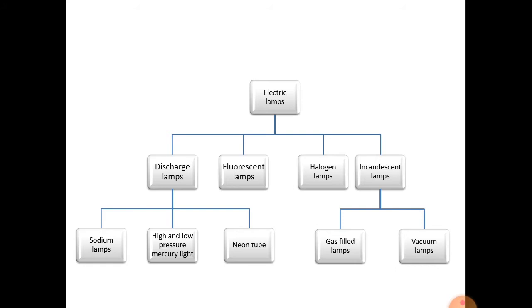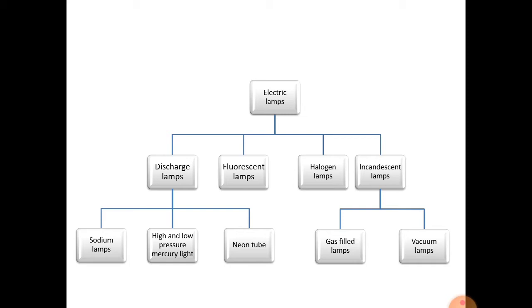First of all, we will see the classification of the electric lamps. The electric lamps are majorly classified into four groups: discharge lamps, fluorescent lamps, halogen lamps, and incandescent lamps. Then again, discharge lamps are subdivided into three groups. One is the sodium lamp, which has the low pressure sodium vapor lamp and high pressure sodium vapor lamp. The second one is mercury lamps, which again has the high pressure mercury vapor lamp and low pressure mercury vapor lamp. And the last one is neon.